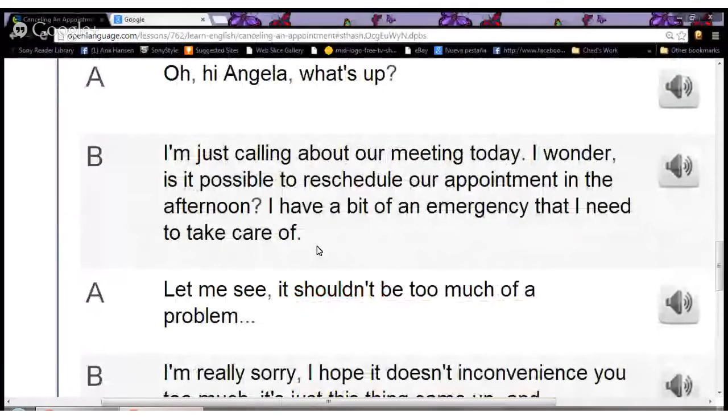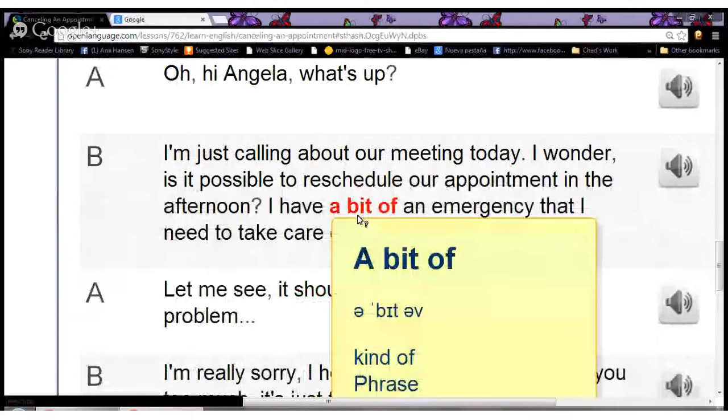So what I want to take a look at, first up is, I have a bit of an emergency. A lot of times in English, we exaggerate or we minimize things. If something is bad, we try to minimize it just a little bit. Because an emergency is crazy, but we don't want it to seem like that, and so we say a little bit. I have a little bit of an emergency. I kind of have an emergency. It's just the way that we speak. I don't know why, but that's exactly what we do.